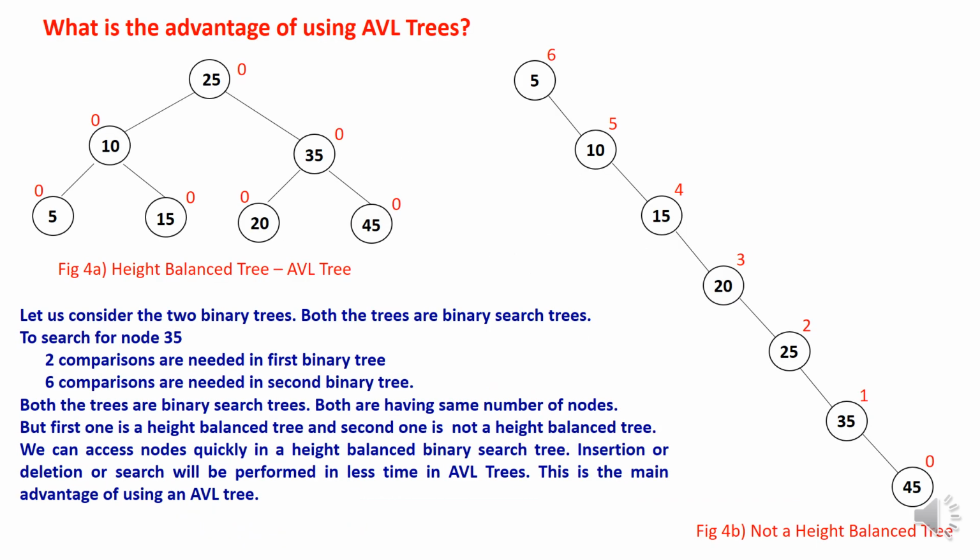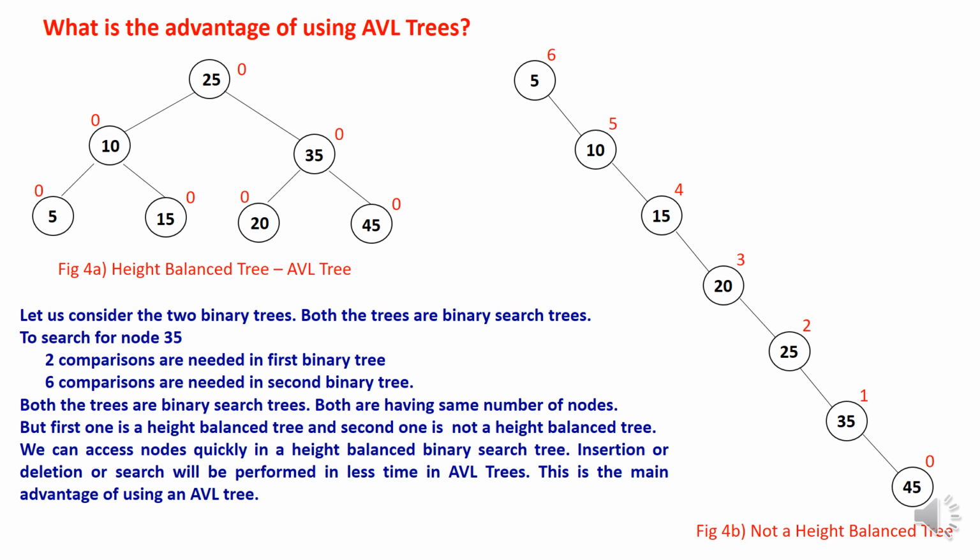What are the advantages of AVL trees? Let me explain this with an example. Observe the two trees specified in figure A and figure B. Both are binary trees. Both are binary search trees. The first tree is a height balanced tree. The second tree is not a height balanced tree. Both trees have the same keys and the same number of nodes. Key values are also the same. Both are binary search trees.